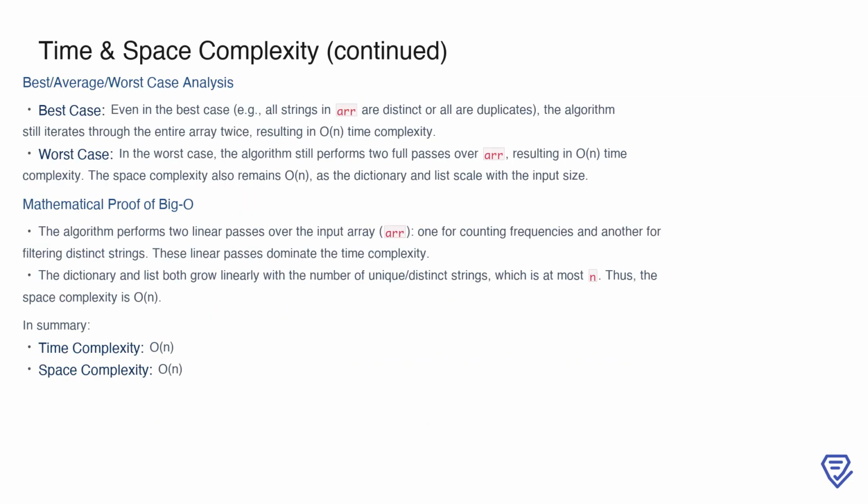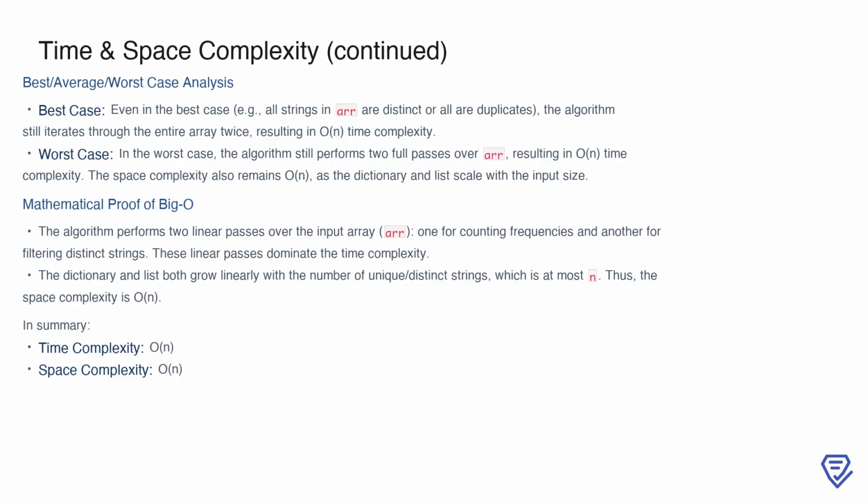Now, we assess the algorithm under different scenarios. In the best case, whether all strings are distinct or all are duplicates, the algorithm still performs 2 full passes over the array. This means the time complexity remains O(n), regardless of the input.